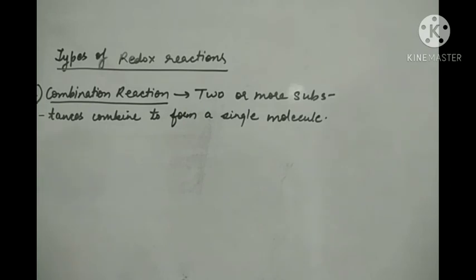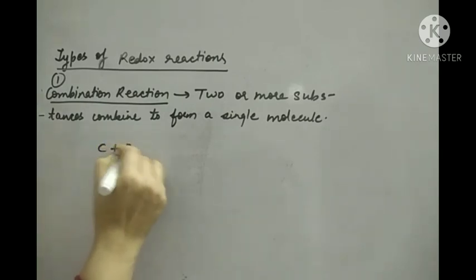Now we'll discuss types of redox reactions, and the first is combination reaction. Now what is the meaning of combination reaction? Two or more substances combine to form a single molecule. And now we'll find out that combination reactions are also redox reactions. A very good example of combination reaction is this.